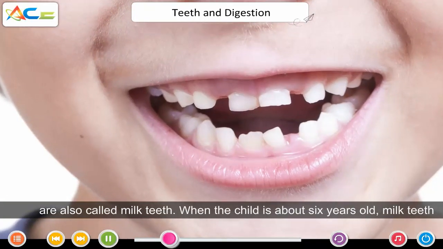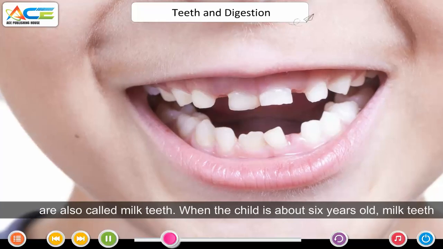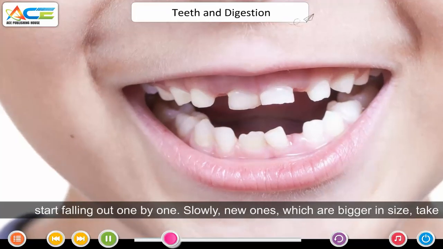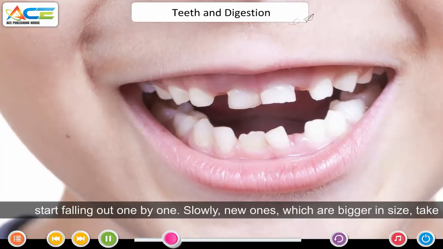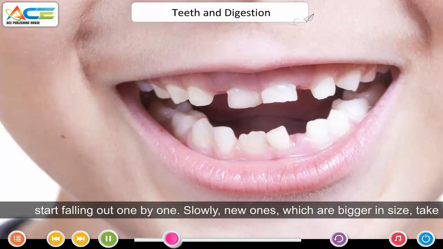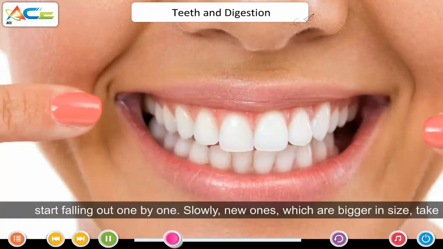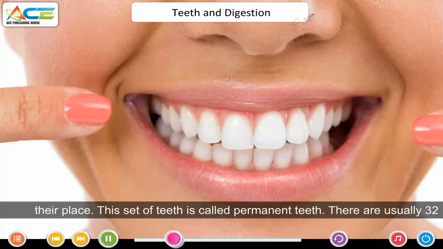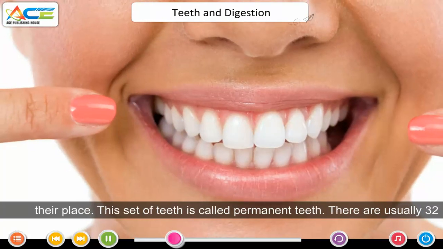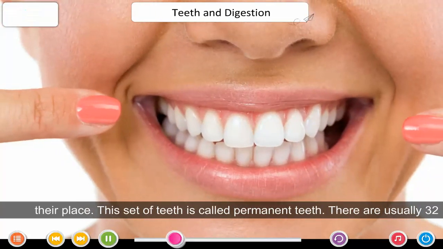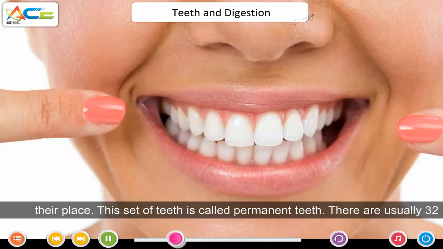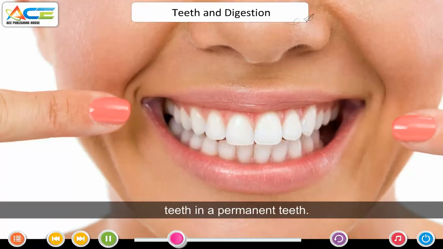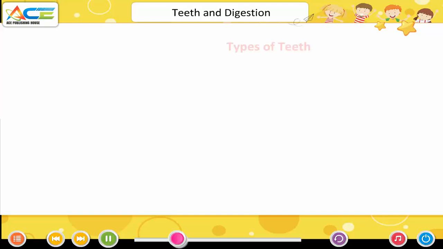When the child is about 6 years old, milk teeth start falling out one by one. Slowly, new ones which are bigger in size take their place. This set of teeth is called permanent teeth. There are usually 32 teeth in a permanent set.